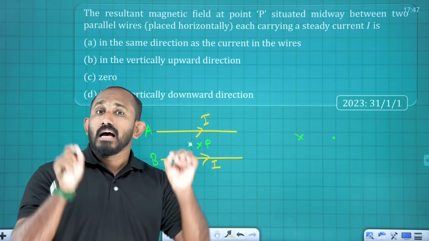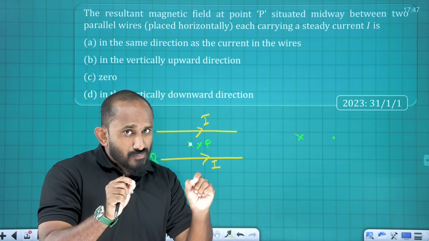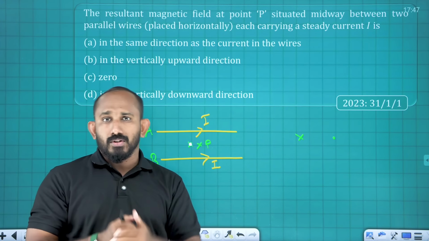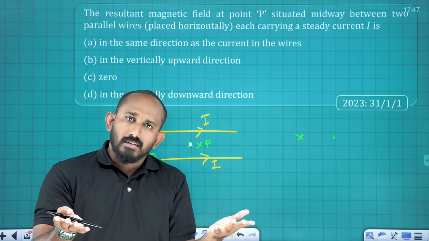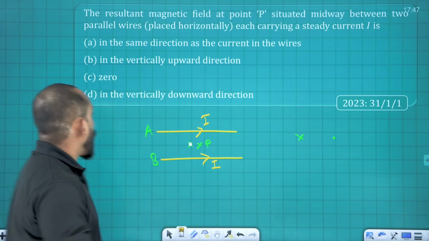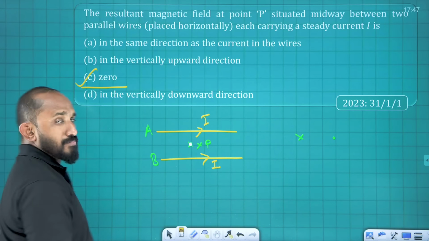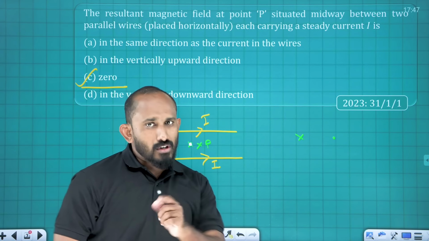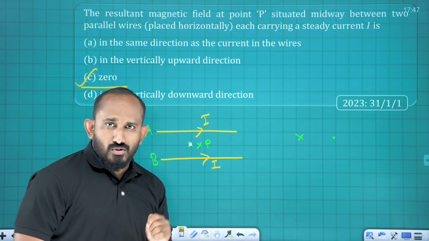So an equal and opposite magnetic field is there at the same point. If added up, they cancel each other, so zero will be the resultant magnetic field. Option C is the correct answer. You might have got the answer. Let's go for the next question.